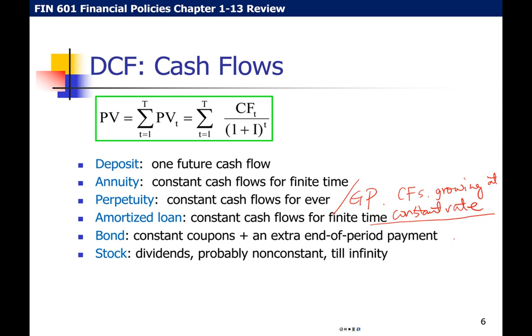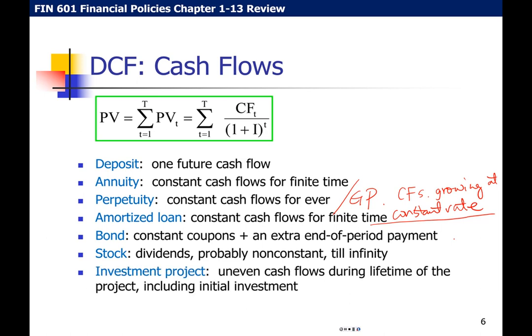The next one is stocks. The cash flows involved with stocks are typically dividends, usually non-constant, sometimes growing. And it's going on forever, considering firms might be going concerns till infinity. So stocks are usually treated as growing perpetuity cash flows, growing at a constant rate forever.